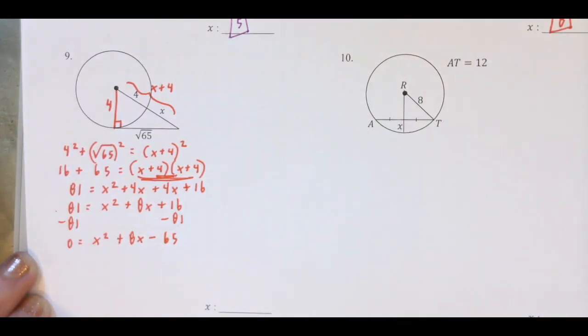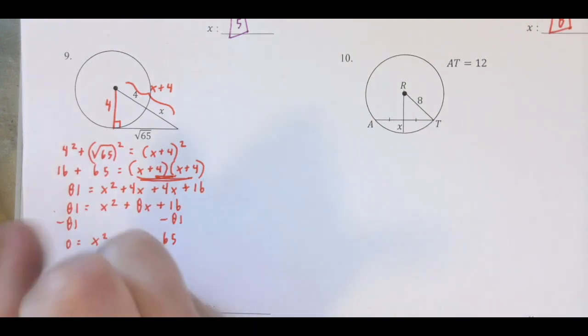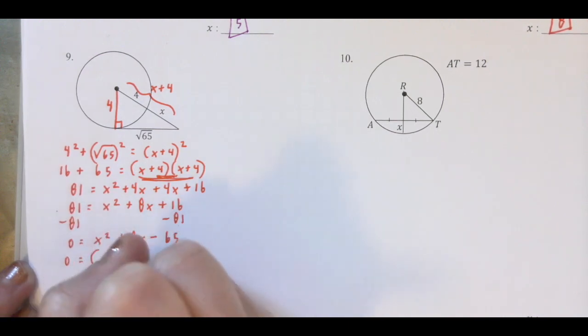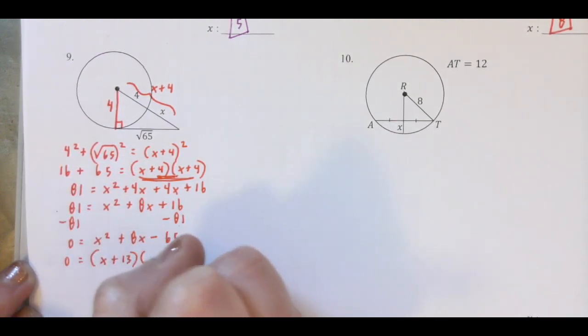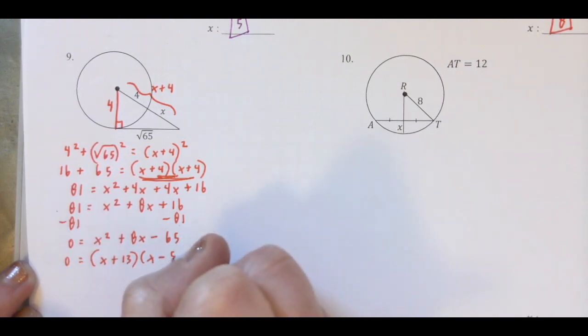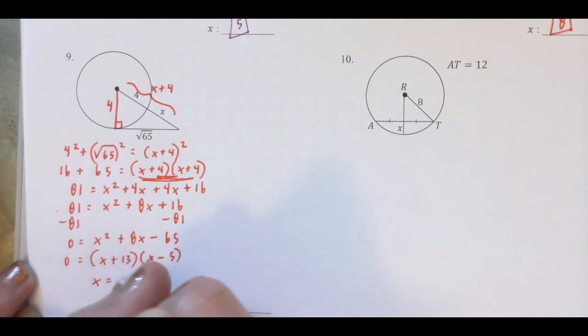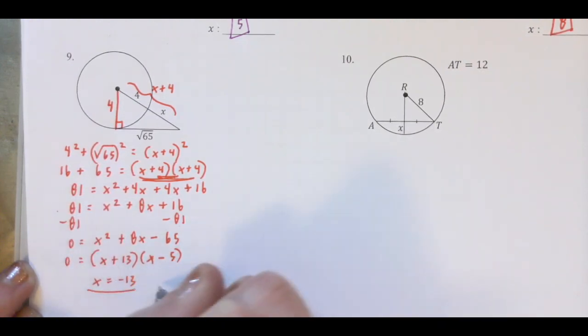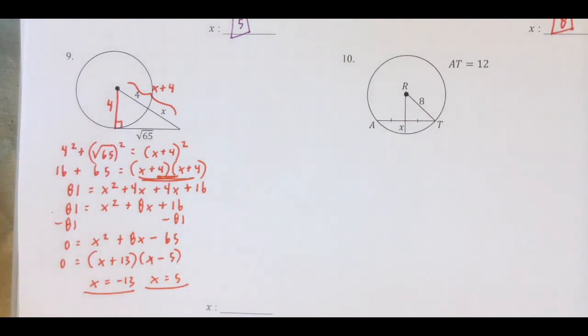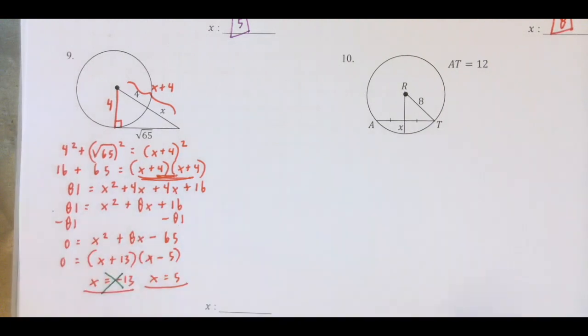See if we can factor that, right? Anything that multiplies to negative 65 that adds to 8. And of course we can. That would be plus 13 and minus 5. All right, so I can say, well, x equals negative 13, x equals 5. And again, can't have a negative measurement here. So x has to be just the 5.